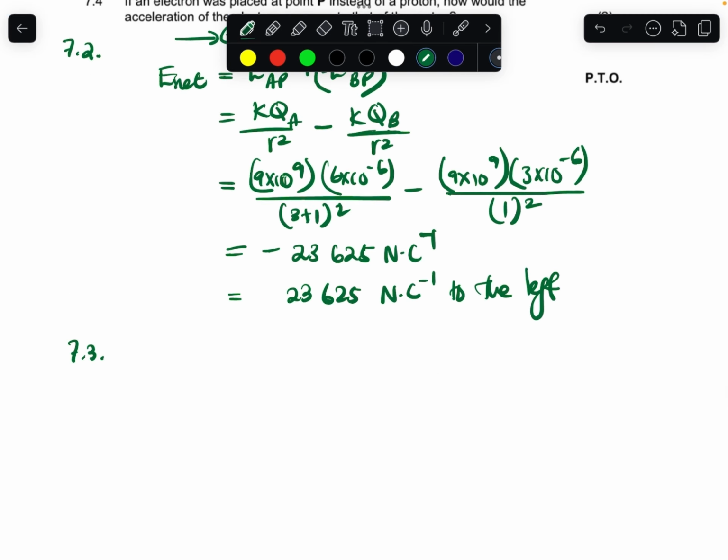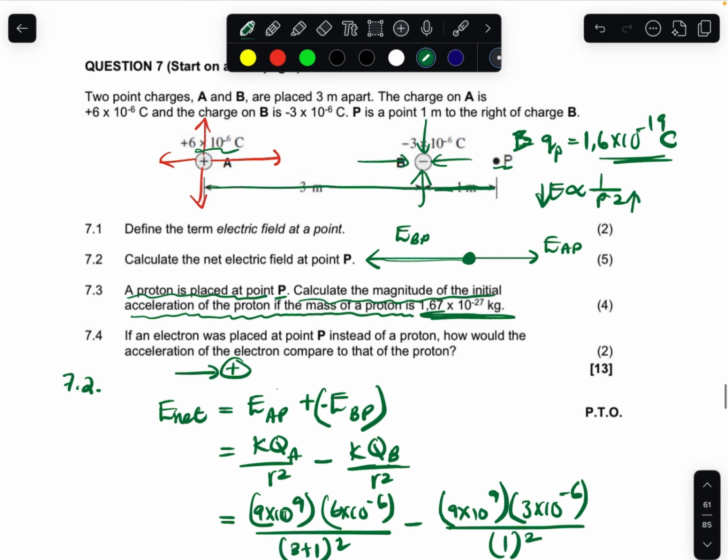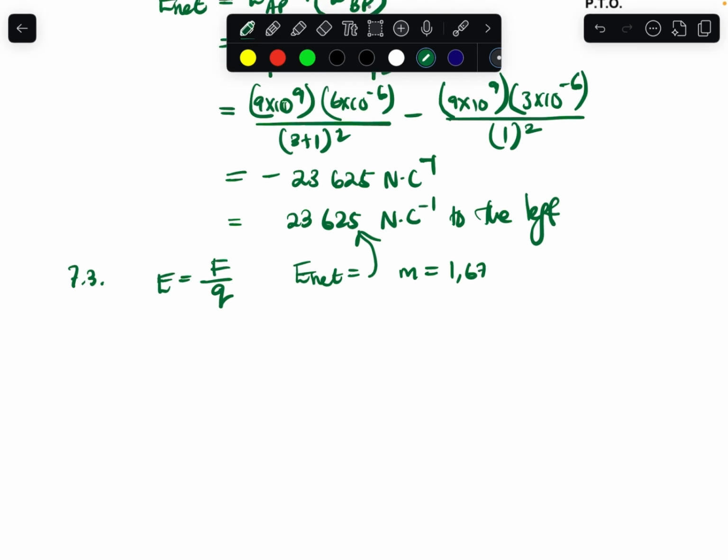So in 7.3, what are we going to do there? We're going to use the formula that says E is equal to F over Q. Okay, let me write the things that we have. We have the E net, which is this, and we are given the mass. The mass is 1.67 times 10 to the power negative 27 kg. And then we have the charge. The charge is 1.6 times 10 to the power negative 19 coulombs. It's for the positive, which is for the proton.